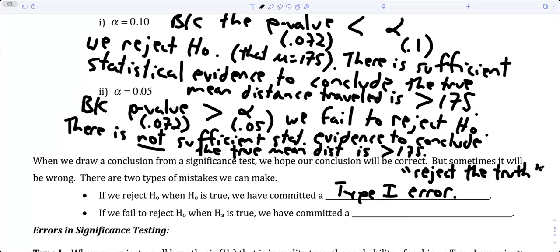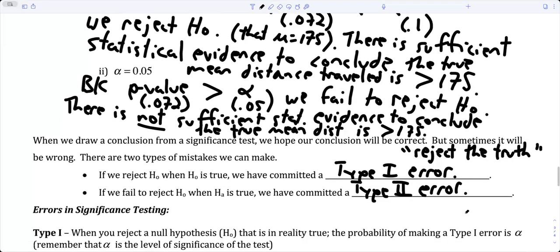If we fail to reject H naught when the alternative hypothesis is true, we have committed a type 2 error. Okay, and so my little catchphrase for this is believe a lie.